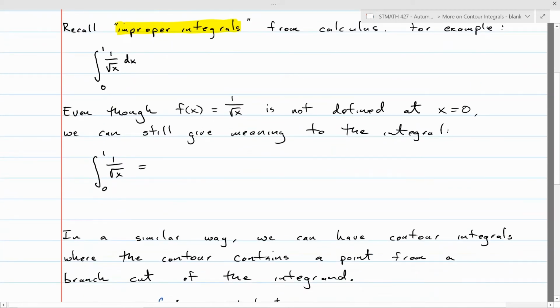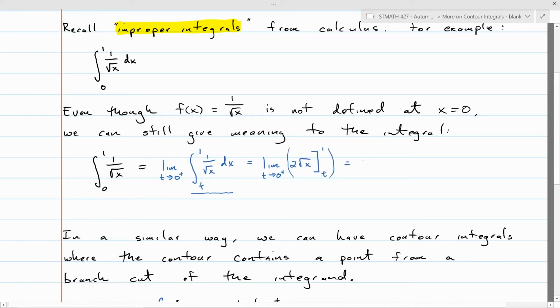The way that you would give some meaning to this integral is you'd take the limit as, let's say, t goes to 0 from the right of the integral from t to 1 of 1 over square root of x. And the integral in this expression is perfectly fine because t is greater than 0, so the function is continuous on that interval, and the theory says that the integral exists. Then you can evaluate that integral in the standard way before you take the limit by getting an antiderivative, which would be 2 square root of x, and evaluating that from t to 1.